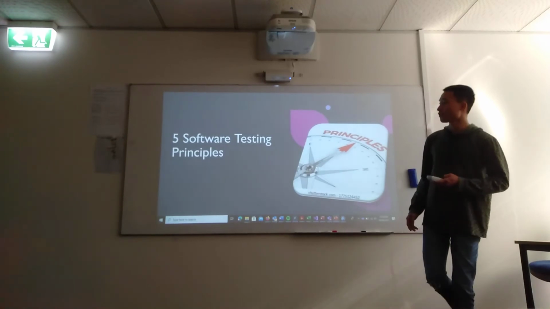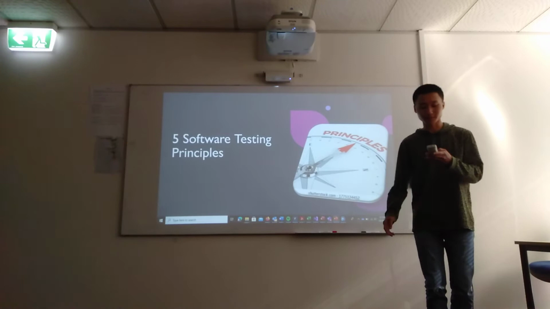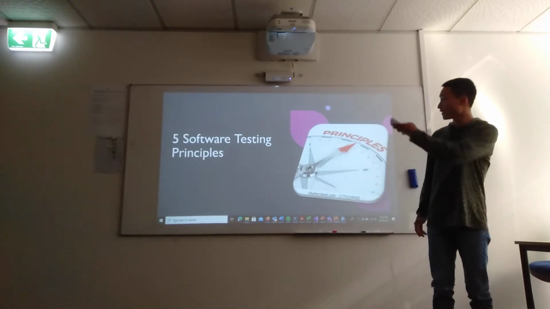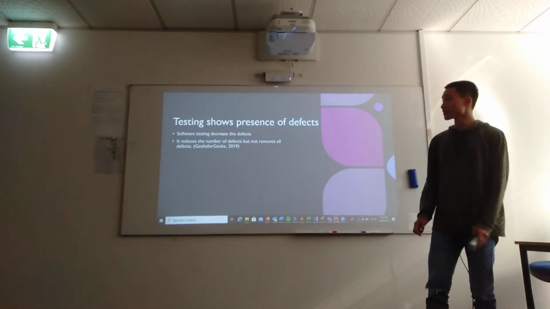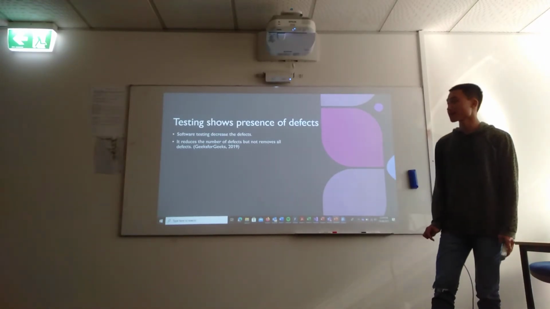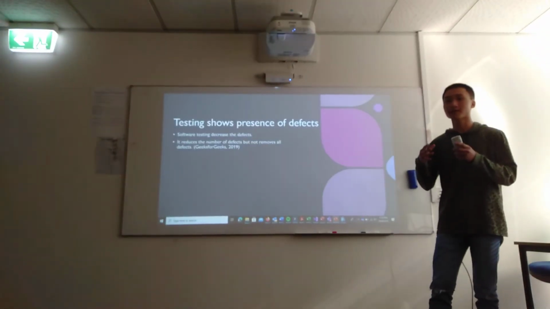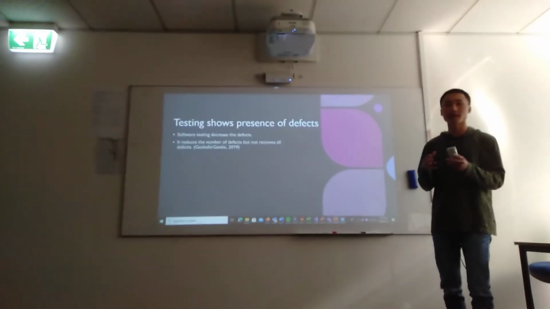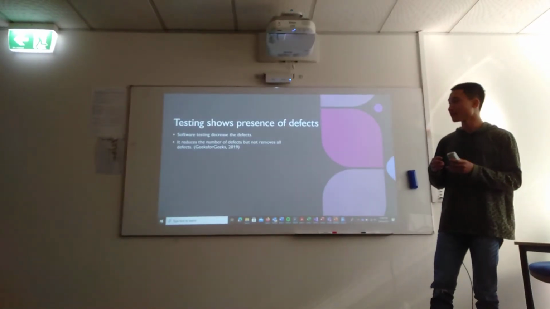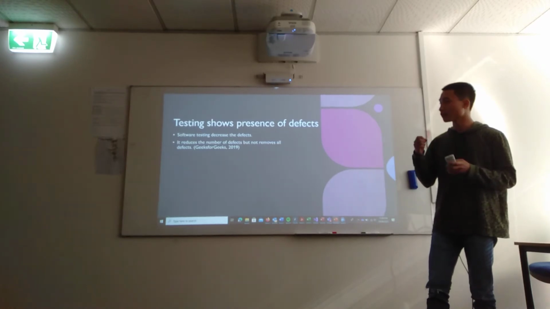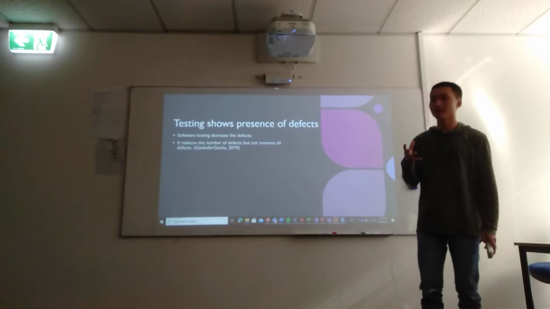So, what are the software testing principles? Actually, there are not 5, there are 7. I have listed all of them. The first principle is that testing shows presence of defects. In this principle, we need to believe that there are always defects and errors in the software. With this mindset, we will be more eager to find the defects.